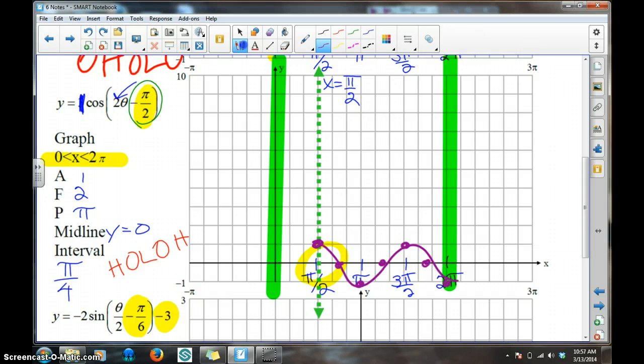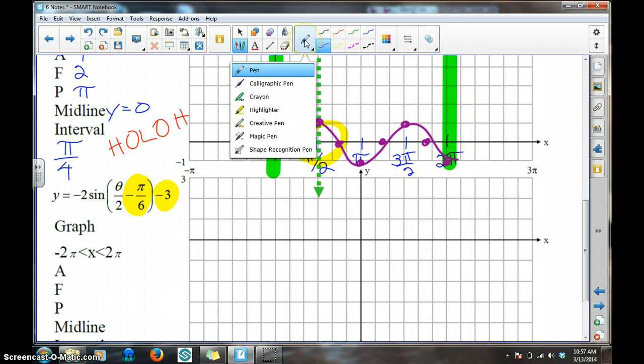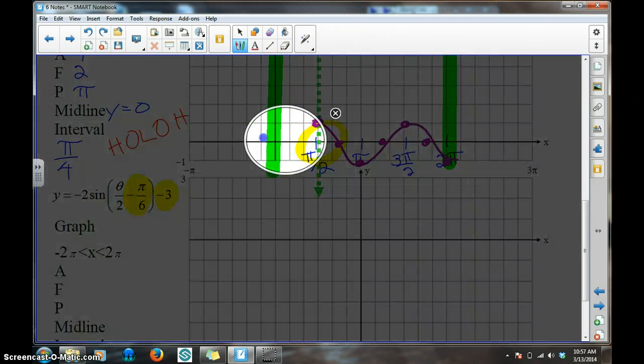And then as I look at my boundaries, my big green highlighted domain, I realize that I'm missing a chunk. Do you recognize why I am missing a chunk? There's a great big chunk of graph right over here that is missing. Why is that missing?